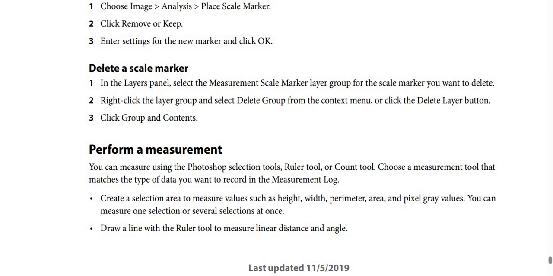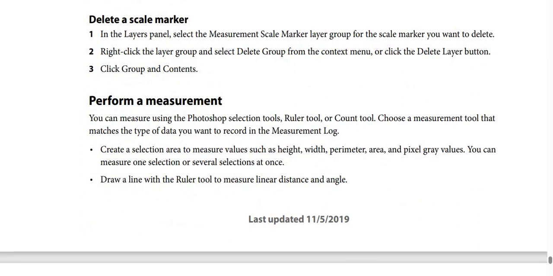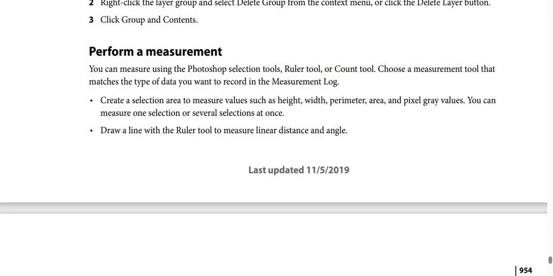How to delete a scale marker? We have 3 steps again. In the first step, in the Layers panel, select the measurement scale marker layer group for the scale marker you want to delete. Step number 2, right click the layer group and select Delete Group from the context menu, or click the Delete Layer button. Step number 3, click Group and Contents.